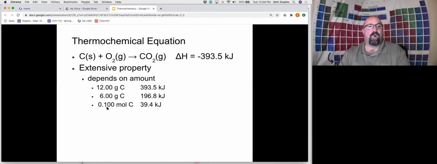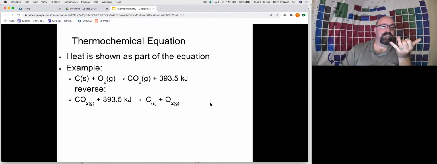If we only have 0.1 moles of carbon, we have a tenth of a mole of carbon, we're going to release a tenth of the amount of energy, 39.4, just a difference there from rounding. And so the enthalpy of a reaction is an extensive property. The amount that you see as your delta H value after a reaction is the amount for this particular stoichiometry, for 1 mole of carbon, 1 mole of oxygen, creating 1 mole of CO2. Those molar amounts release 393.5.